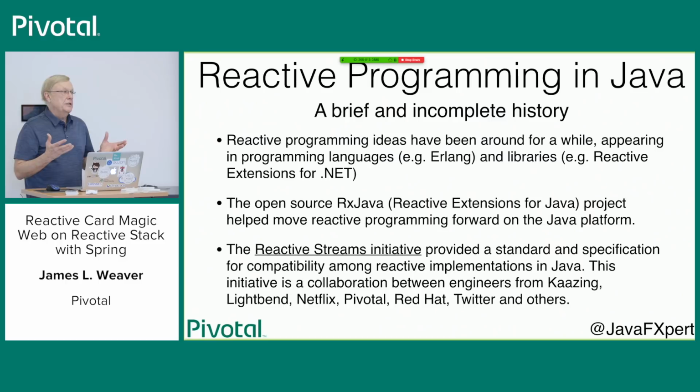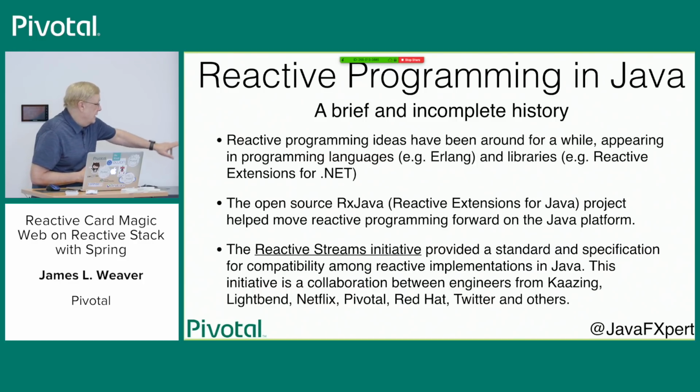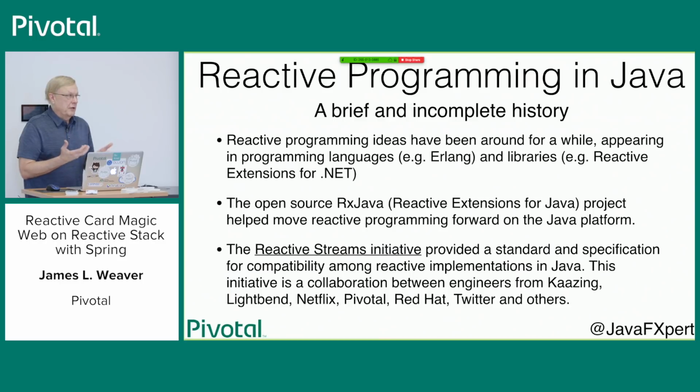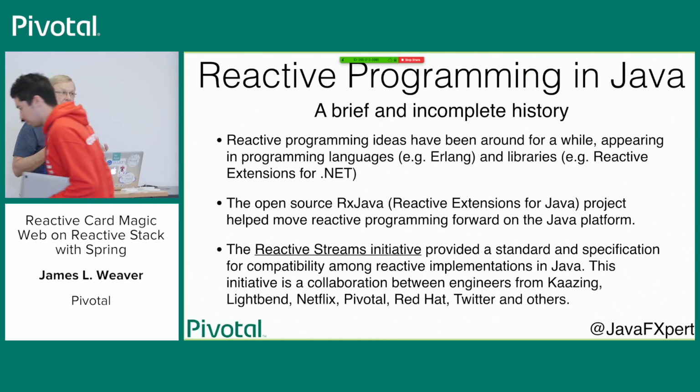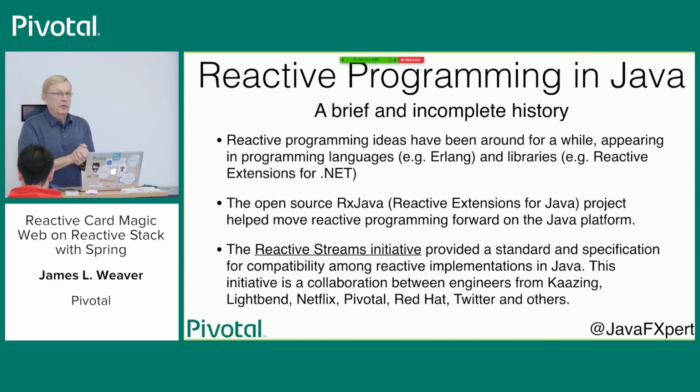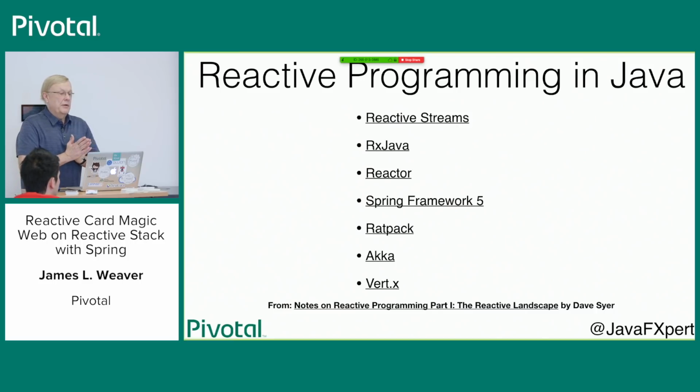So there were so many reactive projects out there, or so many reactive infrastructures being proposed and being worked on, that some engineers with Typesafe, Lightbend, Netflix, Pivotal, Red Hat, Twitter, and others then decided that it would be a good idea to standardize an API so that reactive programming infrastructures could then be standardized on a particular platform, and that way they could interoperate. And so that happened with different platforms, particularly with Java. And so there is a Reactive Streams initiative for Java.